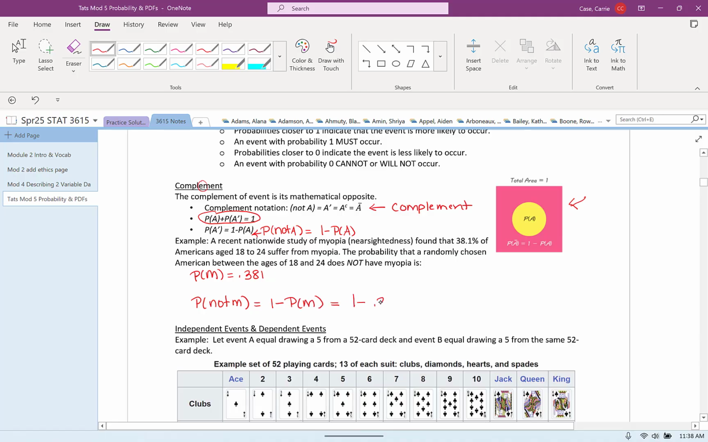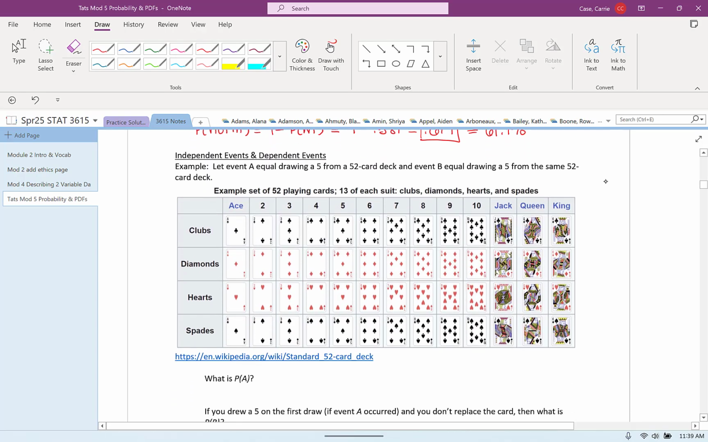So it's just 1 minus 0.381. And that's equal to 0.619. So if I know the probability of M, I can calculate the probability of it not happening, or not M, by just doing 1 minus that number. So 61.9% of people in the 18 to 24 age group do not have myopia.